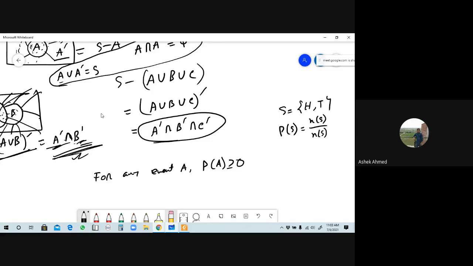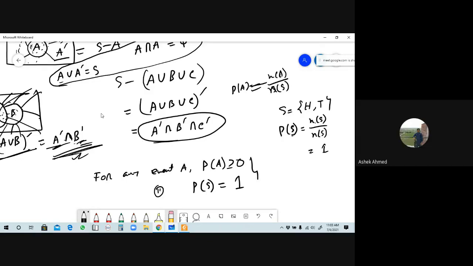I want to find the probability of S. We know that the probability of A is the number of A divided by the number of S. Here we have to find the probability of S, so this will be the number of S divided by the number of S. So this will be 1. So you have to remember that for any sample space S, the probability will always be 1.